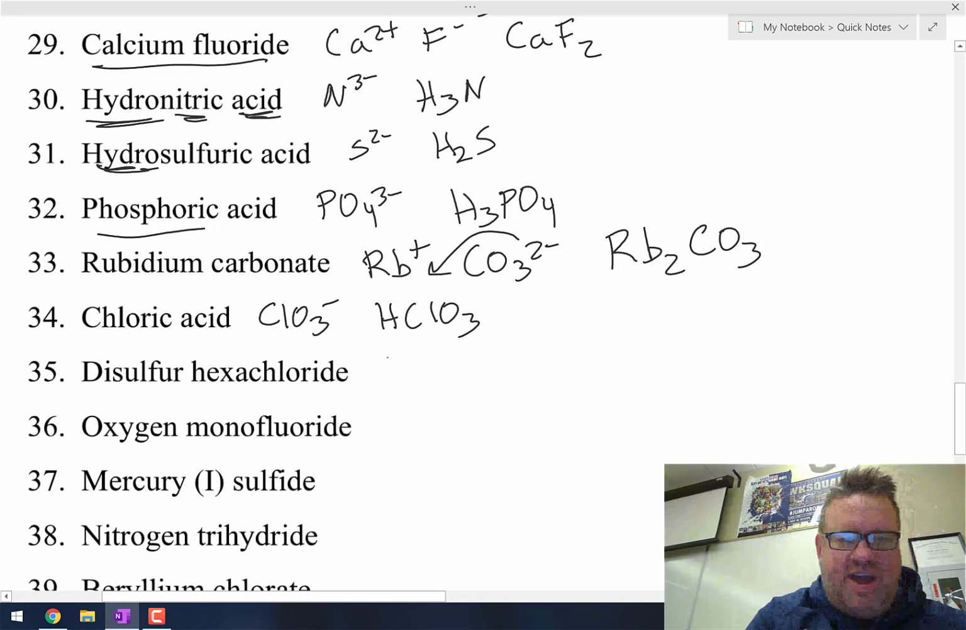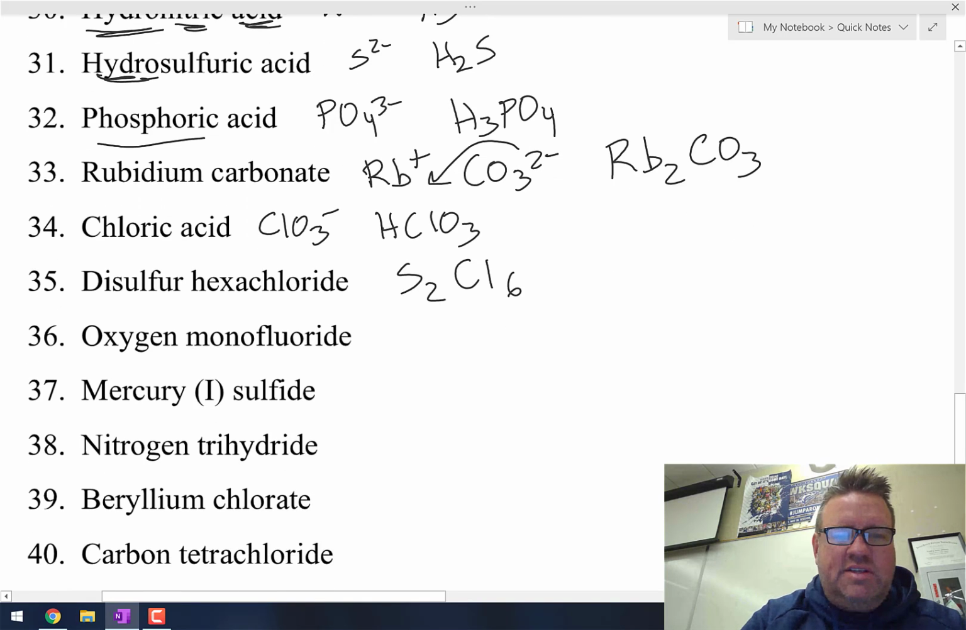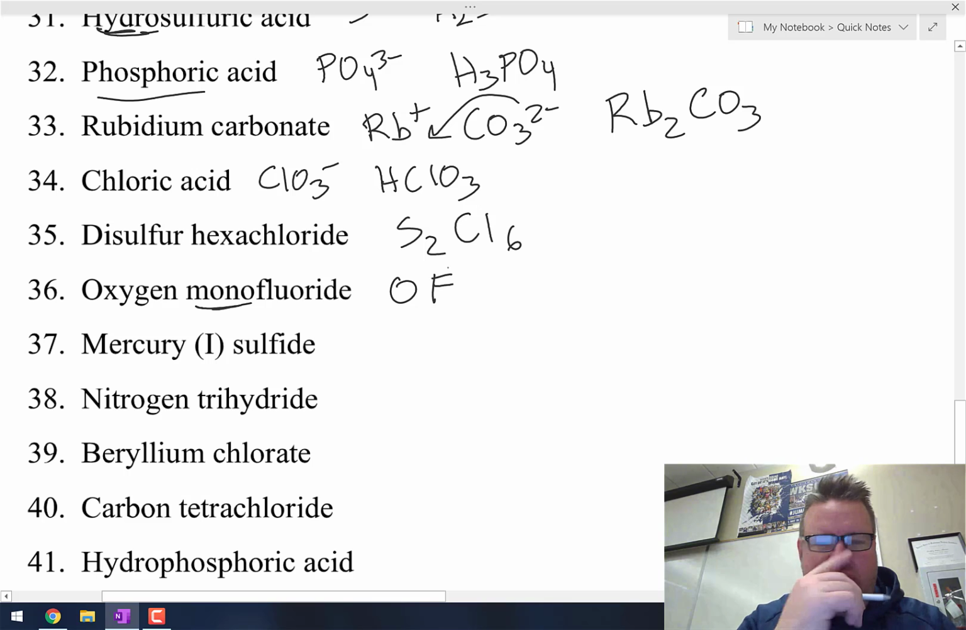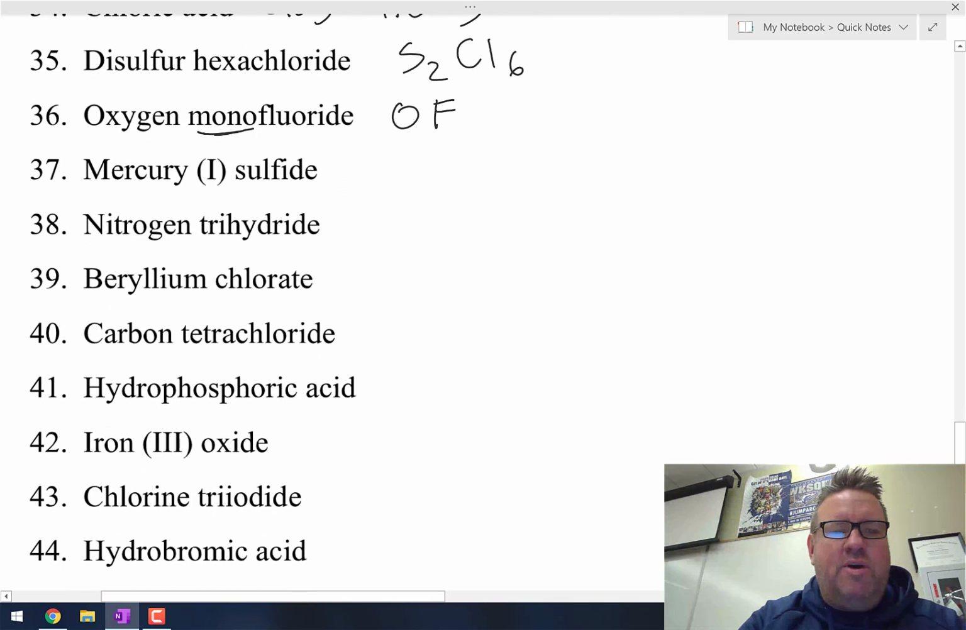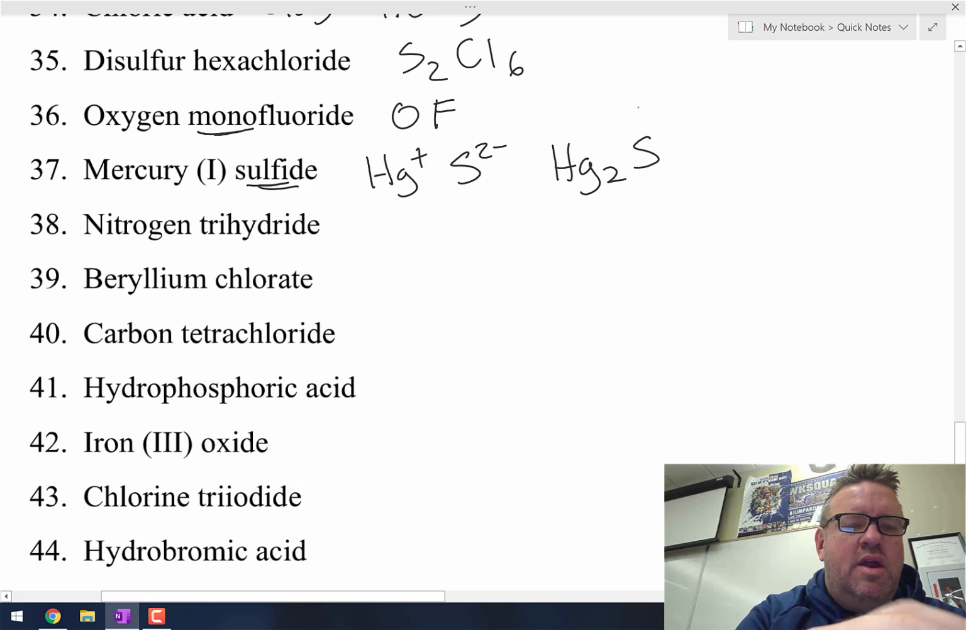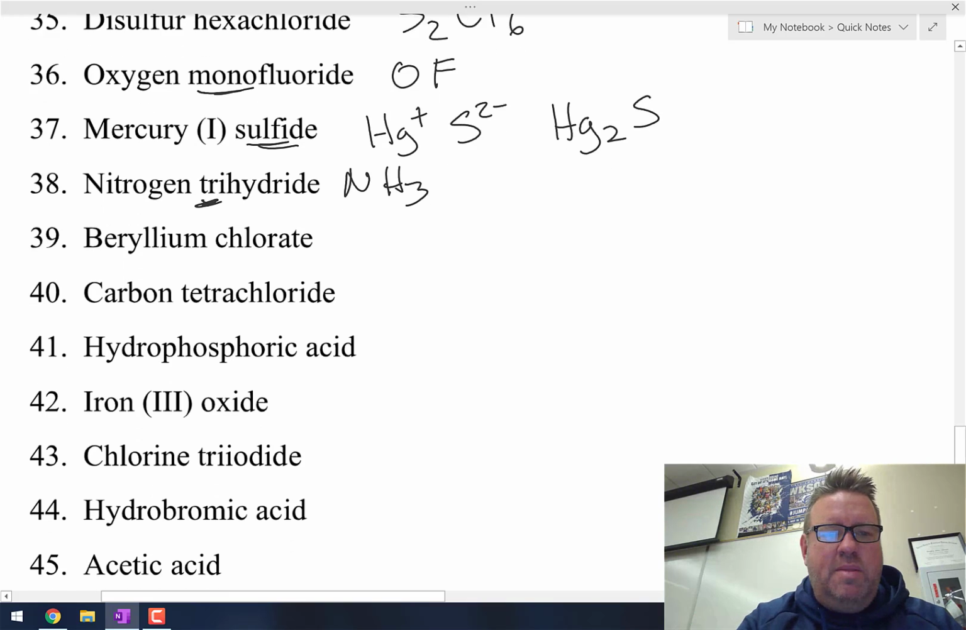Okay, and then 35 disulfur is S2. Hexachloride would be Cl6. Number 36, oxygen monofluoride means one fluorine, so the letter O and then the letter F is all you would have to do on that one. Number 37, mercury 1 sulfide means the mercury has a charge of +1. Sulfide comes from sulfur, and sulfur has a -2 charge, so that's Hg2S. Number 38, nitrogen trihydride means 3 hydrogens, so that's NH3.